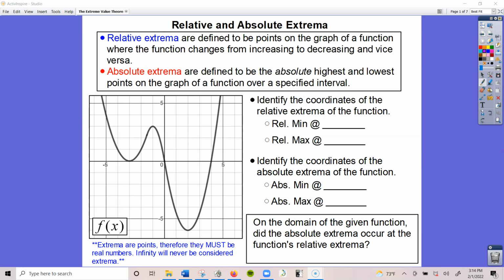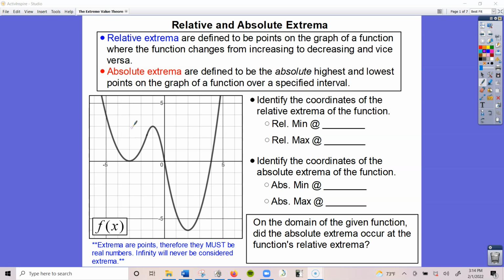Hey guys, today we're going to learn about the extreme value theorem. Now before we get into this theorem, let's review relative and absolute extrema. Relative extrema, as we've learned when we were doing our first derivatives, are defined to be the points on the graph of a function where the function changes from increasing to decreasing and vice versa. Your absolute extrema, however, are either the absolute highest or the absolute lowest points on the graph of a function.